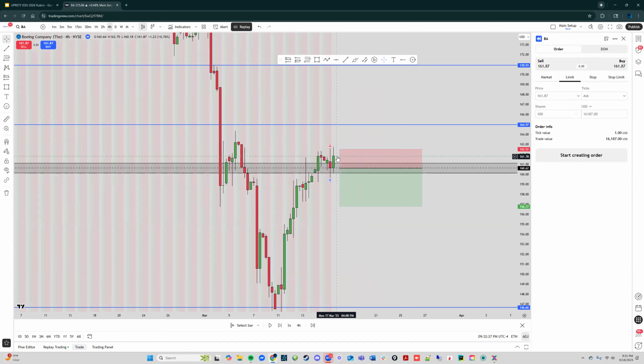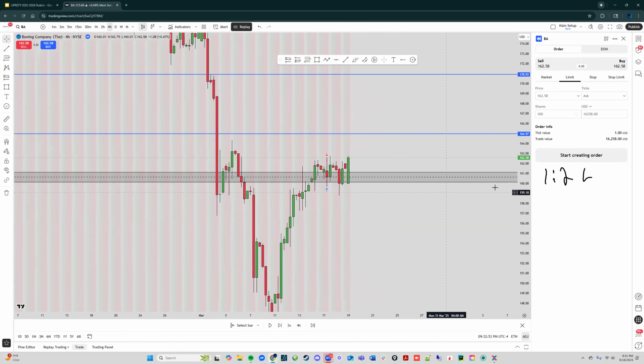Ooh, okay. Candle closed right here, did not close above here, so we're still good. Oh, that candle would have taken us out. Okay, so I'm gonna write this down. 1 to 2 L. Okay, let's keep going.